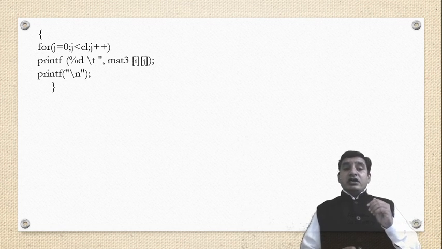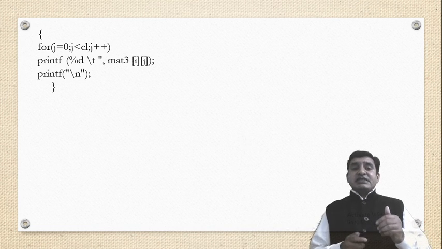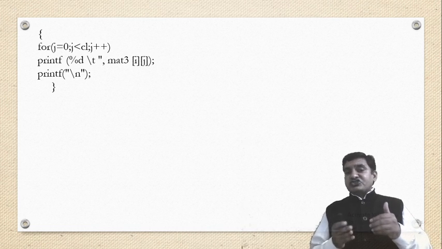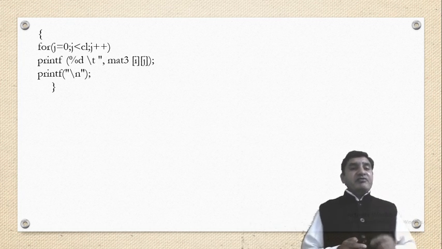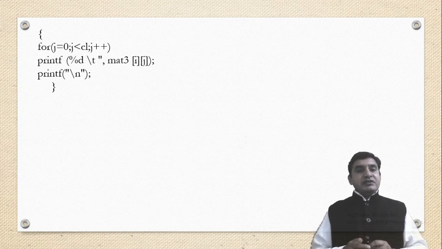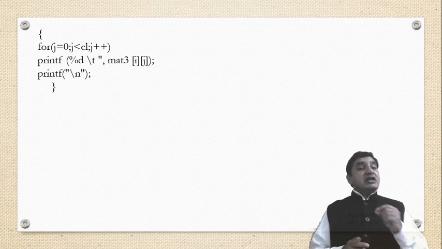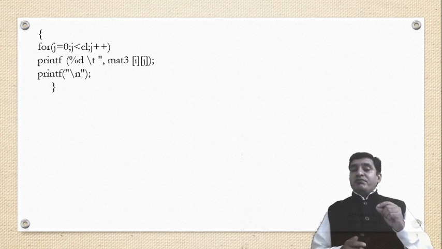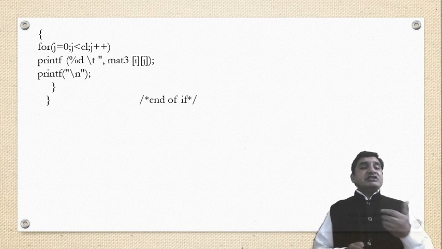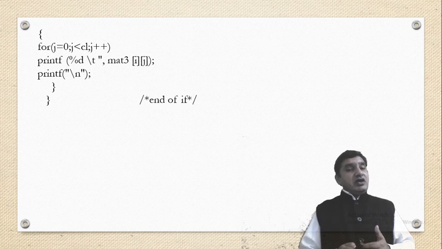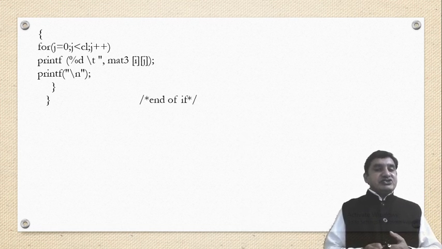Now we have to display matrix 3 on the screen. For that we use the output function printf with %d and \t, which is used for a horizontal tab. Matrix3[i][j], and then the matrix is displayed on the screen. Matrix 3 is displayed on the screen.